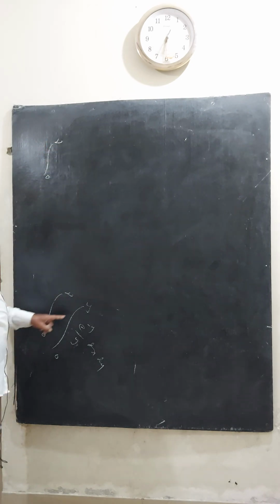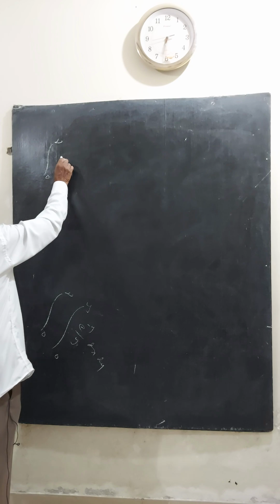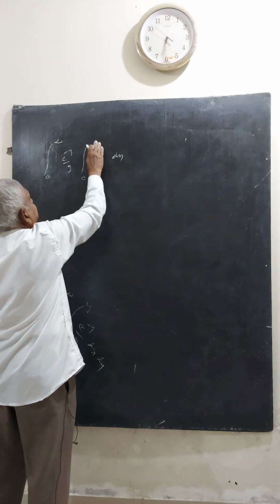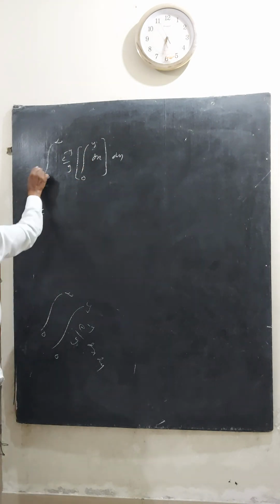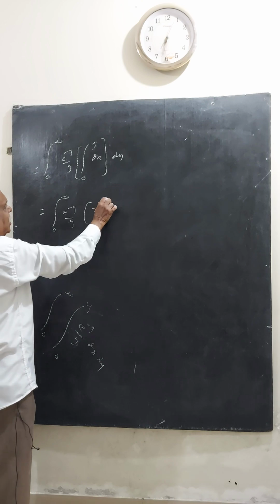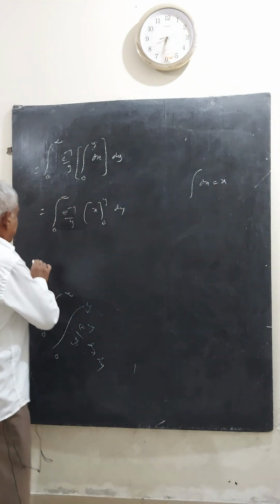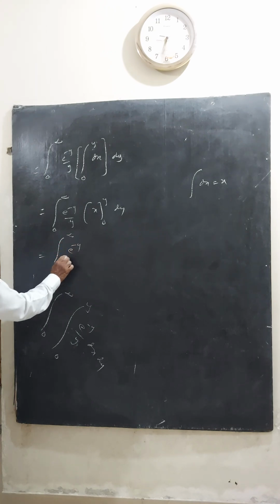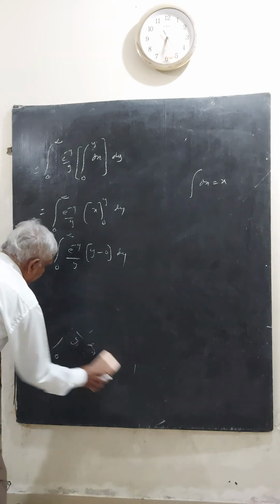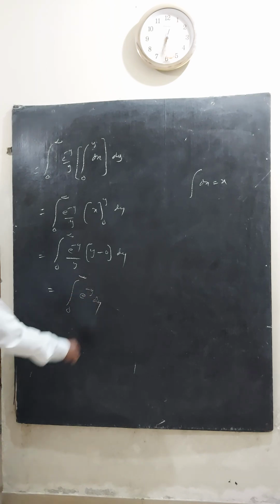If the limits are in y, we have to integrate with x only, since this limit of y belongs to x only. Therefore, the integral of e power minus y by y, from 0 to y, dx dy, equals the integral from 0 to infinity of e power minus y by y, integrating dx, which is x from 0 to y, dy. The integration of only dx is x. Again, from 0 to infinity, e power minus y by y, with upper limit y and lower limit 0, dy. The y will get cancelled, giving the integral from 0 to infinity of e power minus y dy.